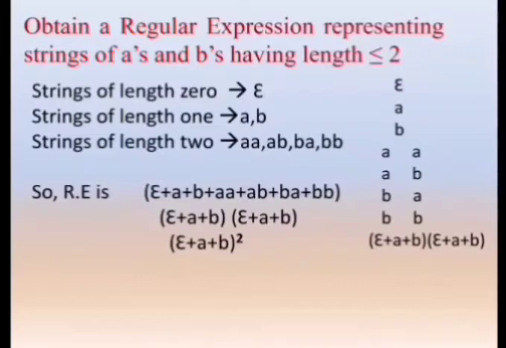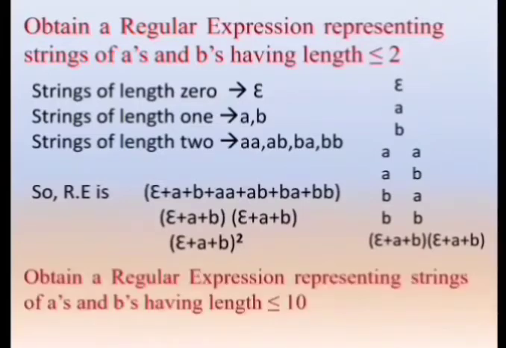We have one more similar problem: obtain a regular expression representing strings of A's and B's having length less than or equal to 10. Using the same logic as the above problem, we can write the regular expression as (epsilon plus A plus B) whole to the power 10.